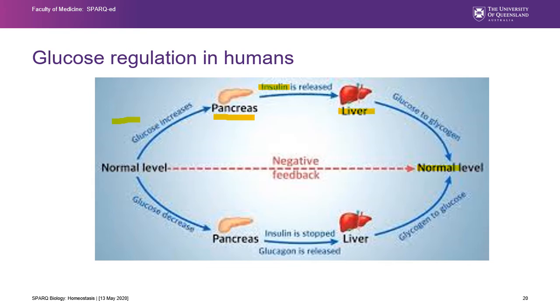On the opposite spectrum, during a fast or if you've been a long time between meals, your blood sugar levels will decrease. Again, the pancreas detects these changes and it does 2 things. It stops insulin production and actually releases a different hormone. This one is called glucagon. Glucagon travels through the blood to the liver, and when there, it converts the stored glycogen back to glucose, thus raising your blood sugar levels back towards normal.